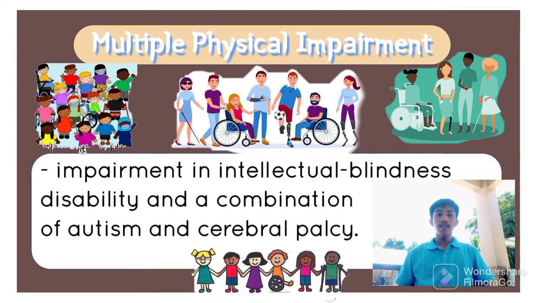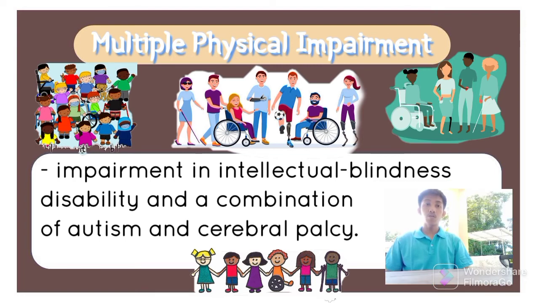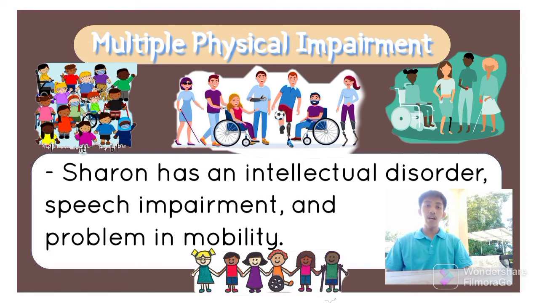For Sharon's parents, it's been a long road from Sharon's birth to today. When she was a baby, she began receiving special services called early intervention. These services help children with disabilities from birth to their 3rd birthday. In early intervention, Sharon learned to crawl, to understand, and finally to walk with braces. From Sharon's story, we could say that she has an intellectual disorder and speech impairment and also problems in mobility, which we can call an example of multiple physical impairment.